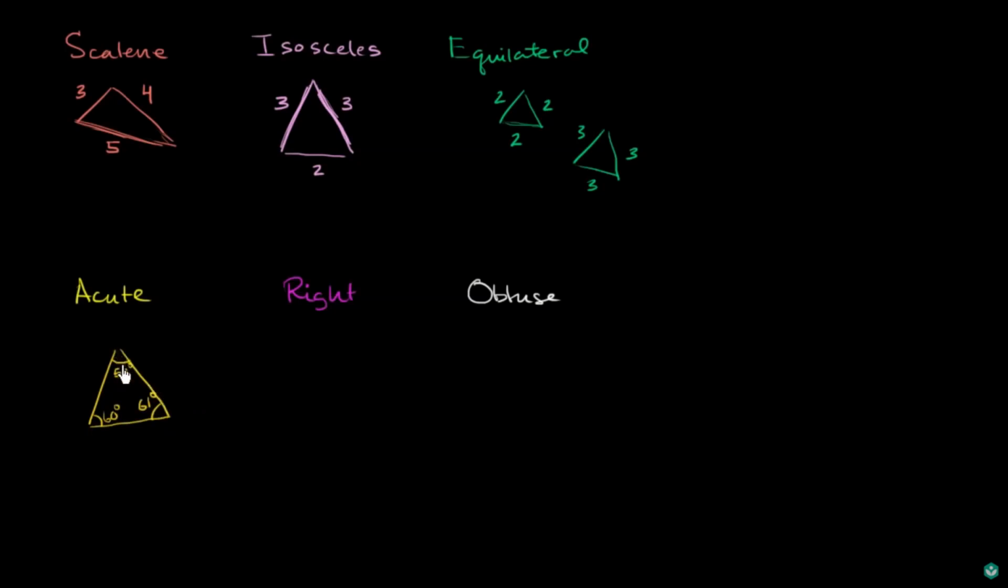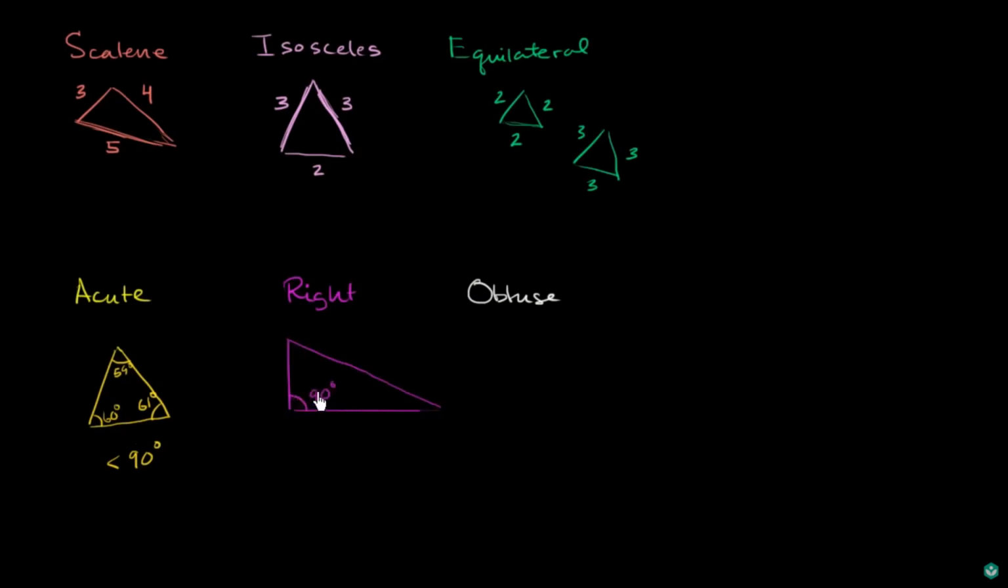This would be an acute triangle. Notice all of the angles are less than 90 degrees. So less than 90 degree angles for all of them. A right triangle is a triangle that has one angle that is exactly 90 degrees. So for example, this right over here would be a right triangle. Maybe this angle or this angle is the one that's 90 degrees.